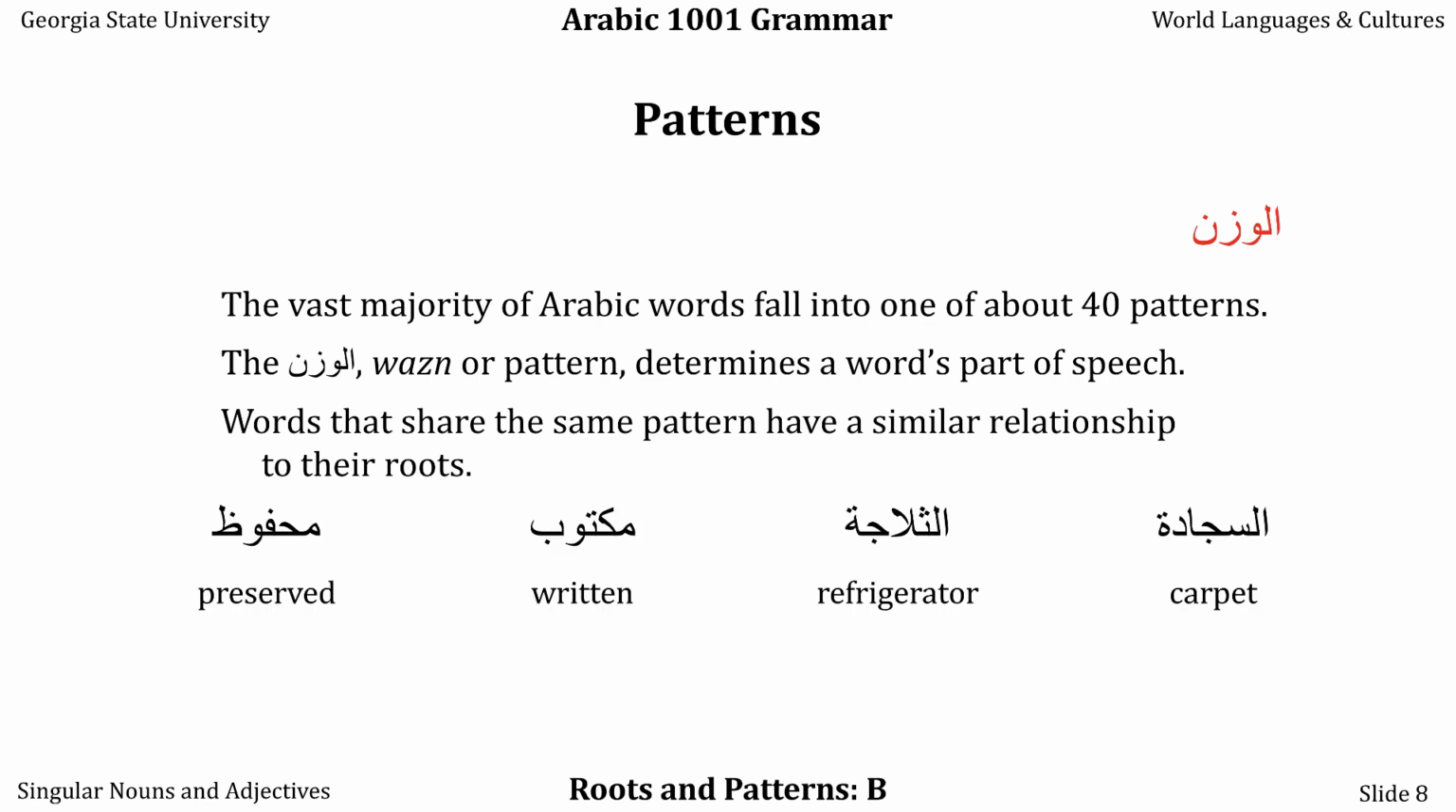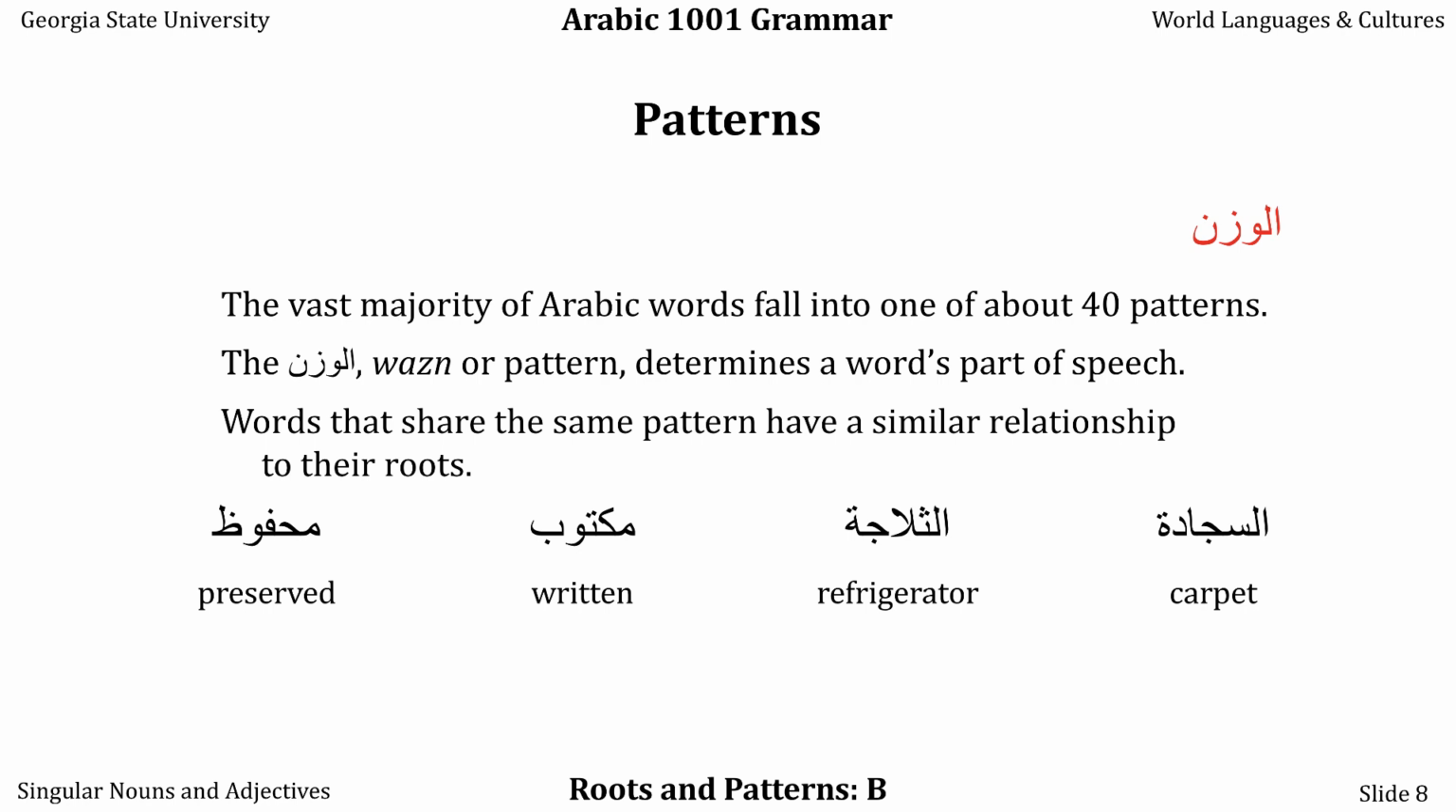So we have sajada and thalaja. They have the same pattern. Listen to the cadence of the syllables. Sajada, thalaja. It means something like the thing that does that root. So a sajada, a carpet, is really a kneeler, and a thalaja comes from the root tha lam jim, which means ice. So the thalaja is the ice maker, basically.